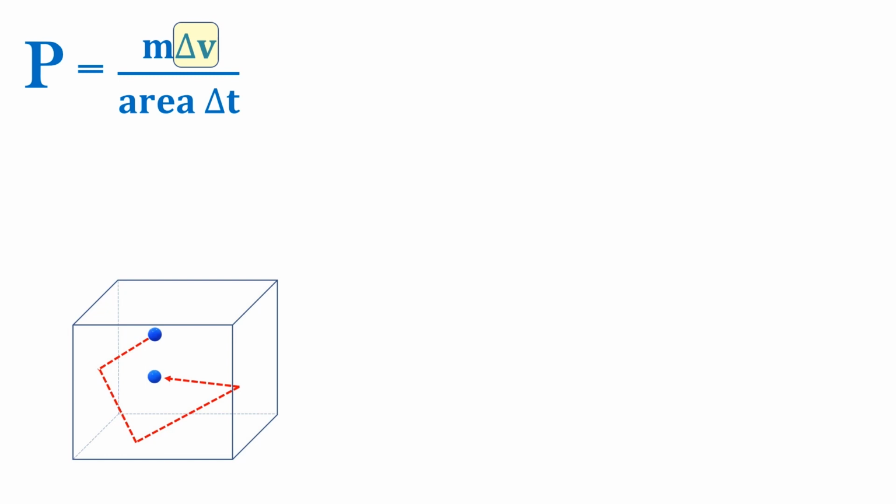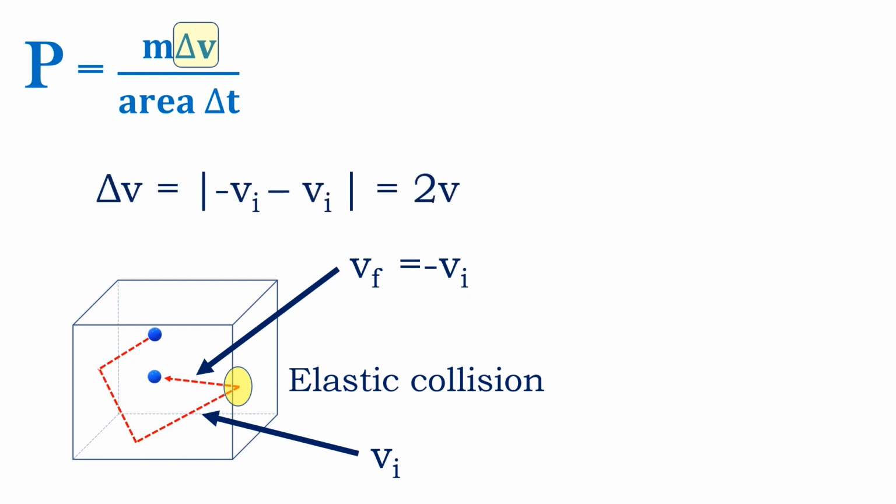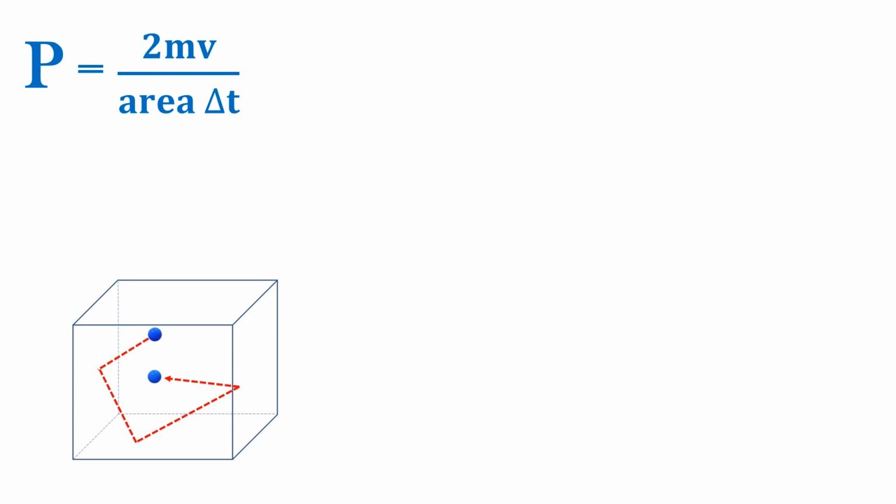The particle is traveling with some initial velocity, then collides with the wall of the container. Since the collision is elastic, the final velocity is the same as the initial velocity, except with the opposite sign, since the particle is now traveling in the opposite direction. Thus, the change in the velocity is 2v. I'll insert 2v into the equation, and I'm using the absolute value, since the direction of the particle isn't important for this exercise. Now let's resolve the change in time.